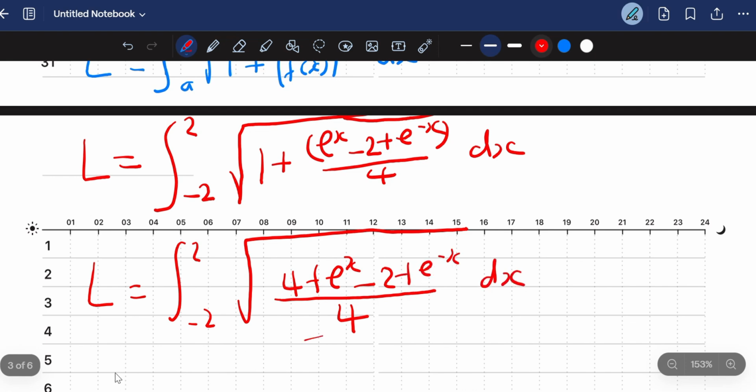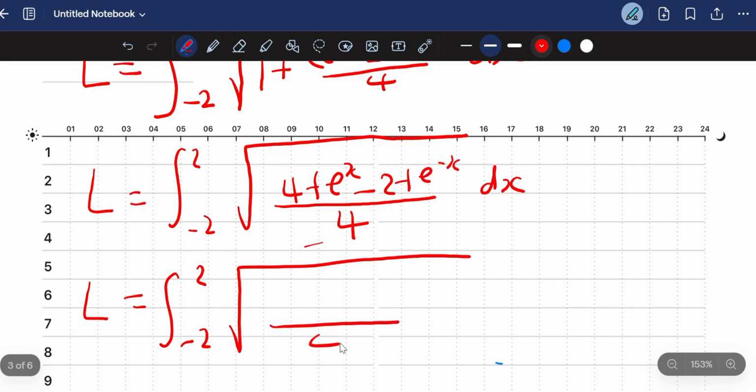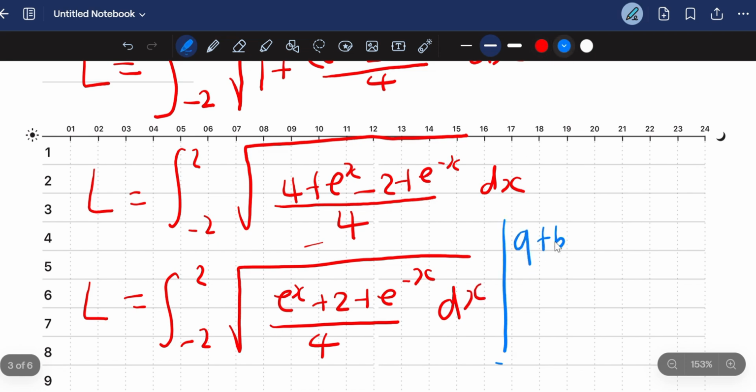Now I can simplify that further to get L equals the integral from 2 to negative 2. I'm going to have this over 4, e to the power of x plus 2 plus e to the power of negative x. Now, this is an interesting situation. You could go ahead and try to solve this, but you might get stuck. So what I would do is, remember that when you have a plus b all squared, it gives you a squared plus 2ab plus b squared.